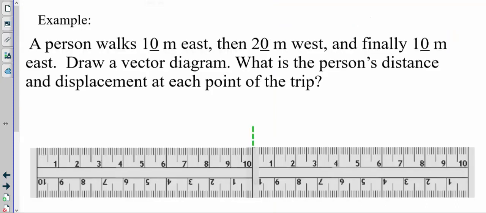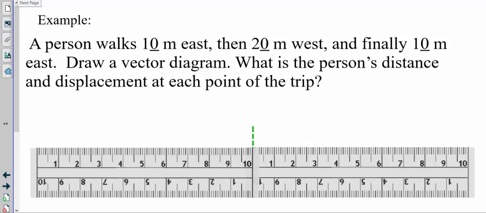So as a little example here, I've got a person walks 10 meters to the east, then goes 20 meters to the west, and then finally moves 10 meters to the east again. So it says, draw a vector diagram. What is this person's distance and displacement at each point of the trip?